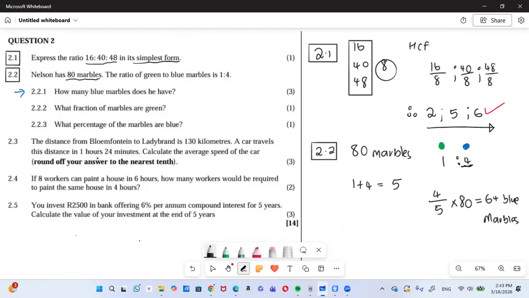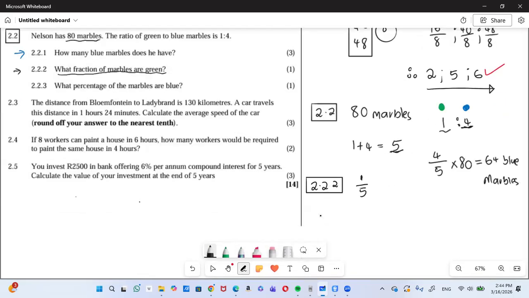For 2.2.2, they're asking what fraction of the marbles are green. Already we know that out of 5, green is 1. So simply we have 1 over 5. That's our fraction, correct?